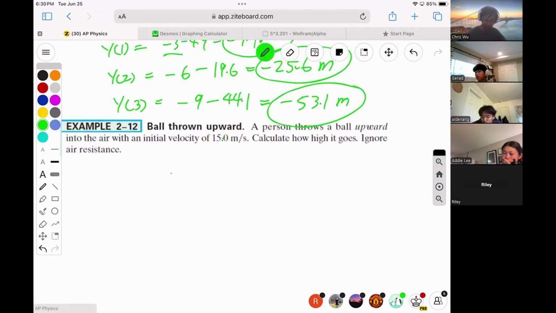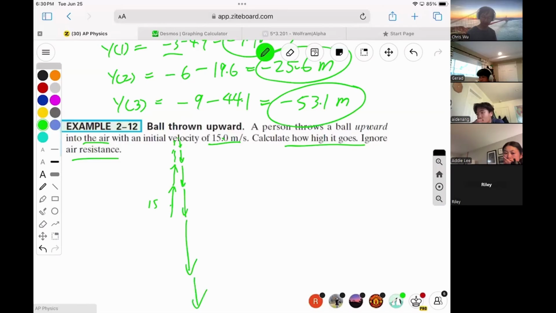If a person throws a ball upward with an initial velocity of 15, calculate how high it goes. Ignore air resistance. So what happens when you throw a ball upwards? It's going to go up, go up, go up, and then it's going to stop and then start falling down, right? That's intuitively what's going to happen. In the future, you might be asked to draw velocity diagrams: I have an initial velocity of 15, and then because gravity is accelerating downwards, my speed going up is getting smaller and smaller until I hit the stop, and then I'm going to fall down faster and faster, right? So that's kind of like a speed diagram.